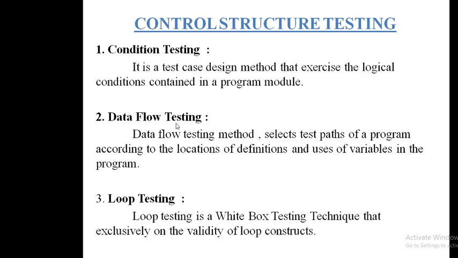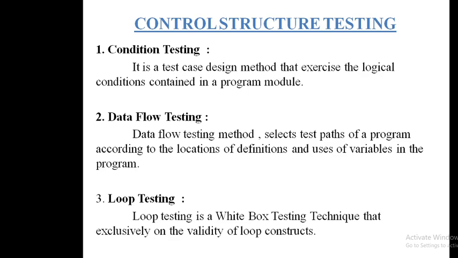Then the second one is data flow testing. Data flow testing selects test paths of a program according to the location of definitions and uses of variables in the program. For example, if you take a condition, if a greater than 0, this condition may have two answers. If a greater than 0 is true, then it goes to one side to execute some statements. If a greater than 0 is false, it goes to another side to execute some statements.